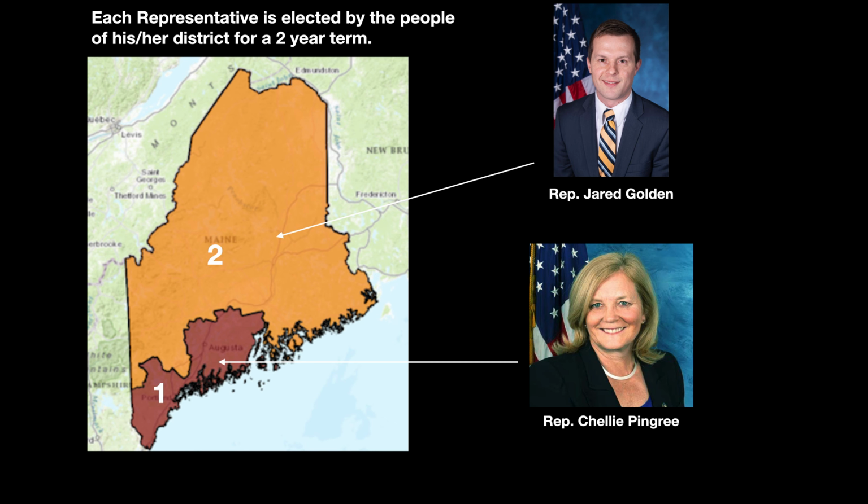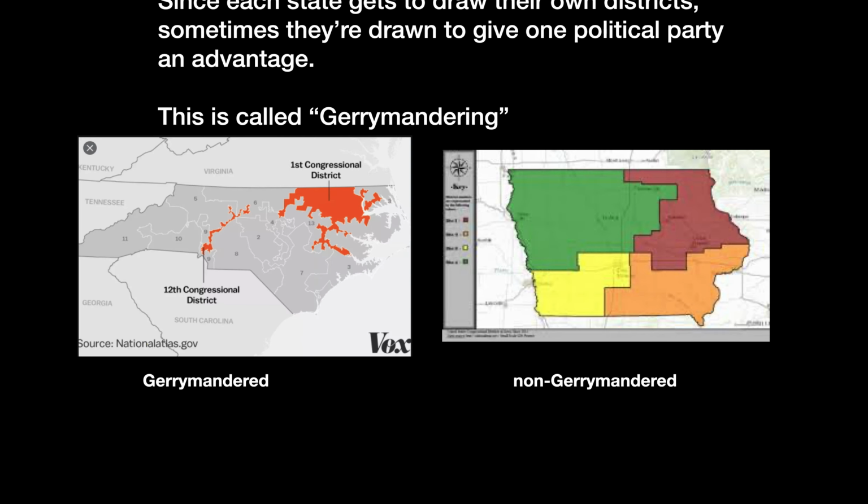If you want something done in Washington, if you wrote Jared Golden, he might respond and listen, but I would be more his priority than you because I'm in his district. He only represents the orange part of Maine, whereas Shelley Pingree represents that brownish-red part of Maine, where you live. And they all have 2-year terms. So that's what districts look like, and every state does it differently. And they get to draw their own districts as well.